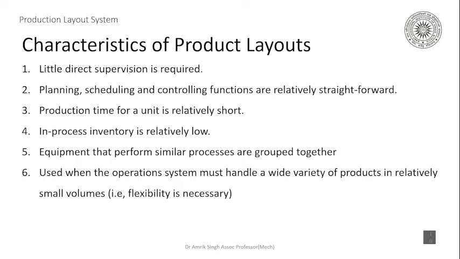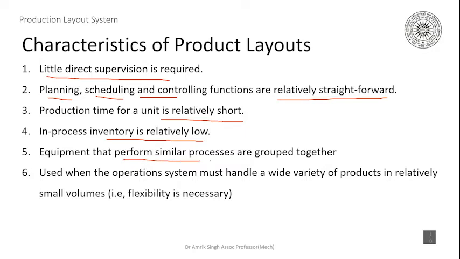Now we can sum this up. Very little supervision is required because the plant is automated. The planning, scheduling, and controlling are straightforward because it is fixed. Once we are fixed for a particular type of product, every time it will be the same. The production time for a unit is very small, so we talk of the shorter lead time. Then in-process inventory is low, so we have said low WIP.